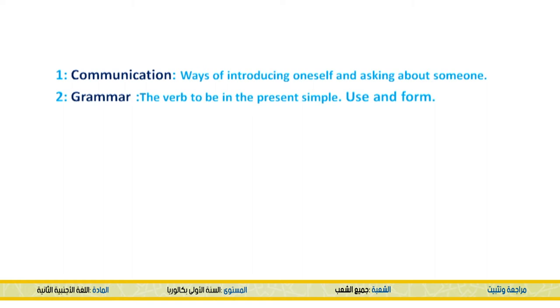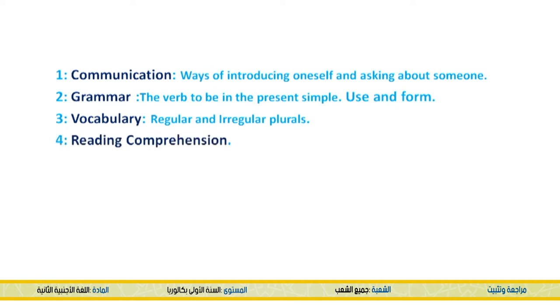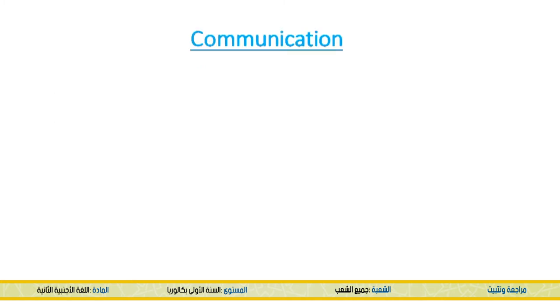Number two, grammar. In this grammar section, we're going to target the verb to be in the present simple, the use of and for. Number three, vocabulary. In vocabulary, we're going to do regular and irregular plurals. Number four, reading comprehension. And the last one, writing. So, let's get started. Communication.